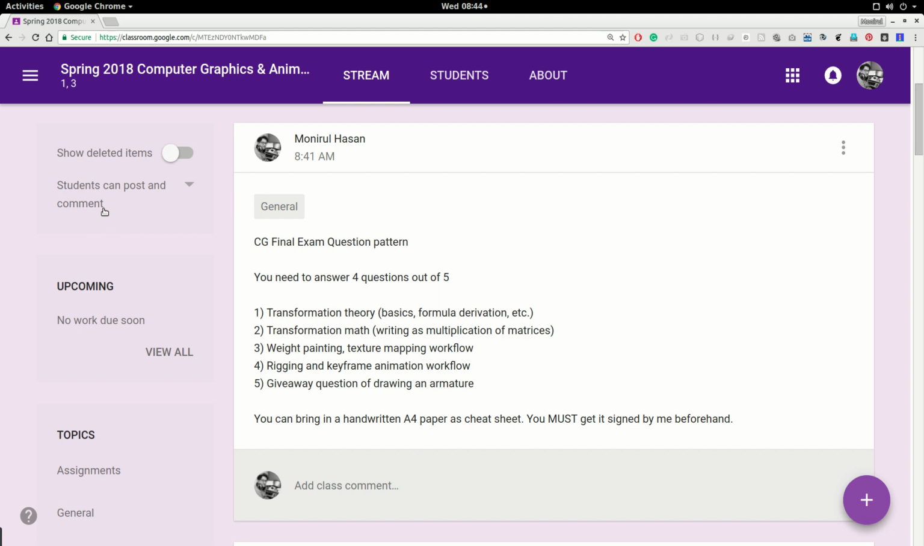The remaining 3 questions, they're going to be from stuff that we did with Blender. So pretty much easy stuff. The weight painting workflow, the texture mapping workflow, there can be 1 question from any of those. We know what it is, right? The weight painting thing. Okay.